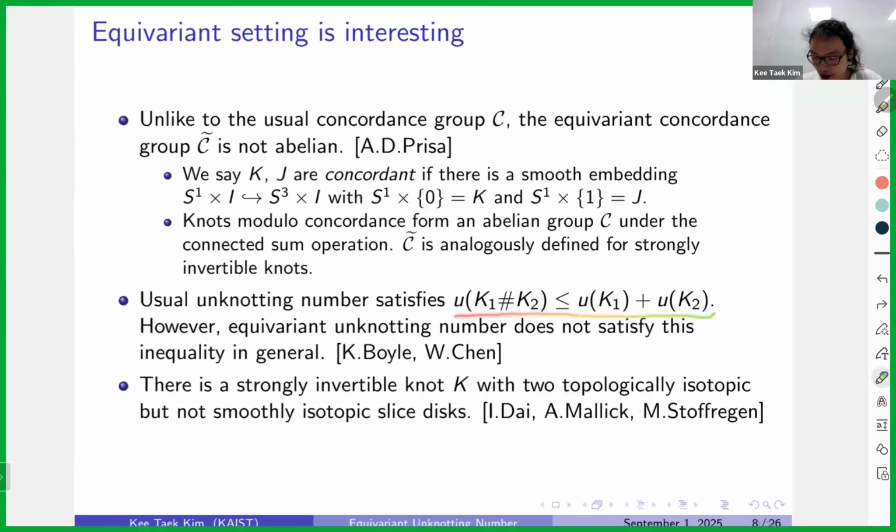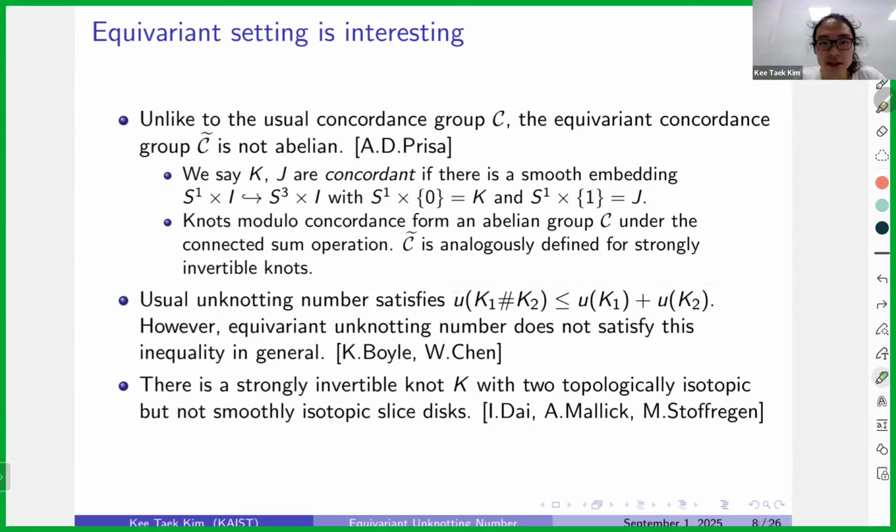Yes, so this inequality is quite obvious, but Boyle and Chen showed that the equivariant unknotting number does not satisfy this inequality in general. Actually, they found an example where u tilde of K1 connected sum K2 is strictly greater than u tilde of K1 plus u tilde of K2. So interesting things are happening in the equivariant setting.